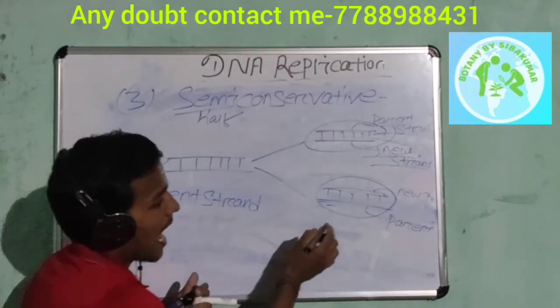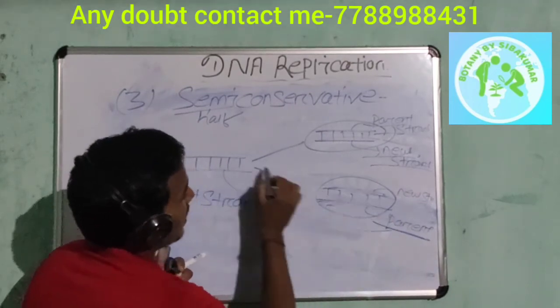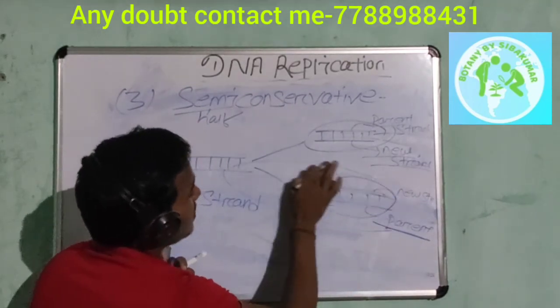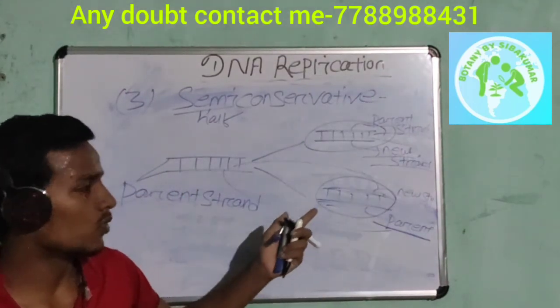a parent strand and a new strand. One new strand is contained. This is known as the semi-conservative mode of DNA replication.